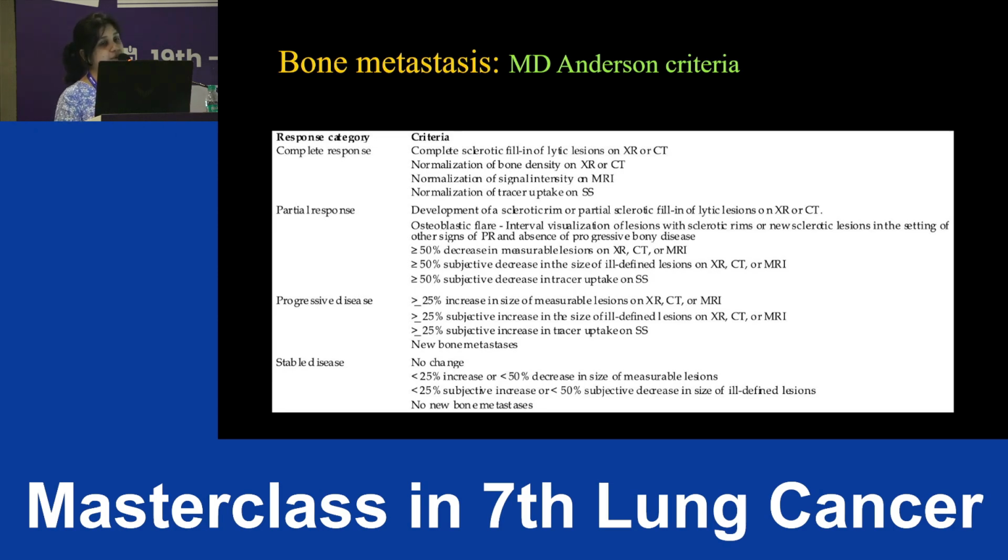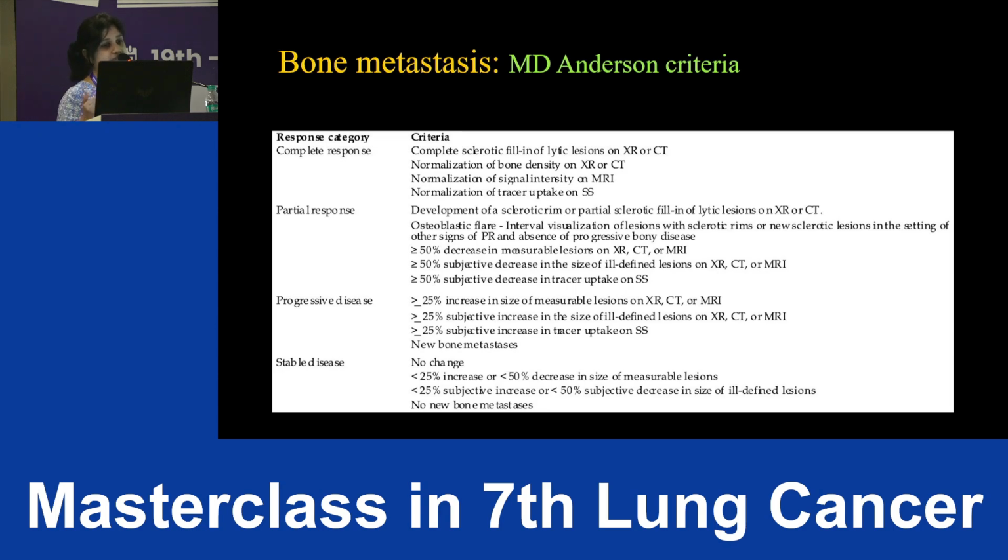And for partial response, if there's a development of a sclerotic rim or a partial sclerotic fill-in, or if there's an osteoblastic flare. Now what's osteoblastic flare? That none of the lesions, lytic or sclerotic, were visible on a baseline scan, and suddenly in the follow-up scan you see an osteoblastic, a sclerotic rim, and a sclerotic lesion. So provided all the other lesions show a partial response, this will be taken as a partial response and not a progressive disease. And if there's a 50% decrease in measurable, non-measurable lesions, or a subjective decrease in tracer, then all these are partial response.